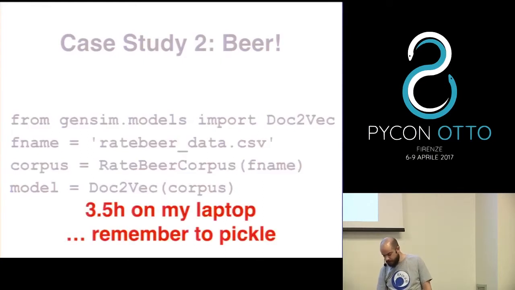About 1 gigabyte of data. There's a bit of pre-processing, and then the training takes a bit of time. On my laptop, it was a bit more than 3 hours. So the suggestion is, remember to persist your model so you don't need to retrain every time. Don't close your Jupyter notebook without saving the model. Now we have document vectors with doc2vec.